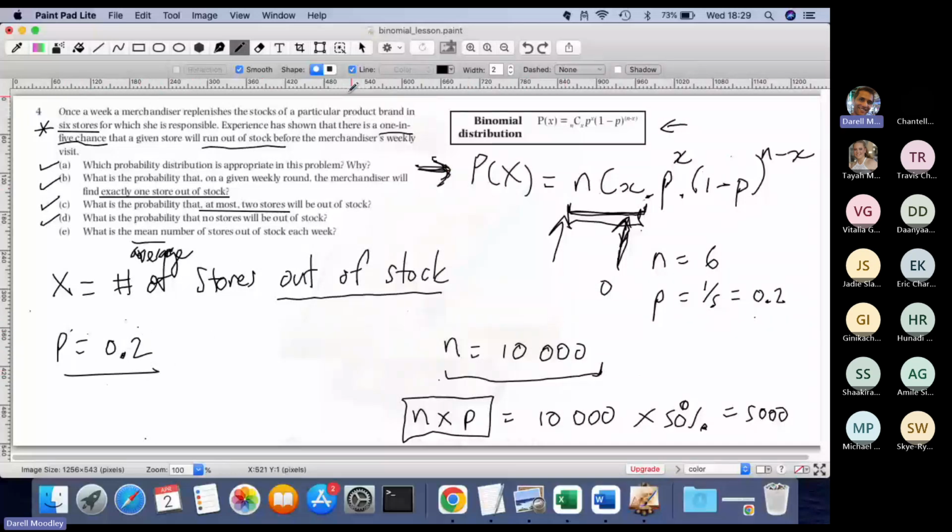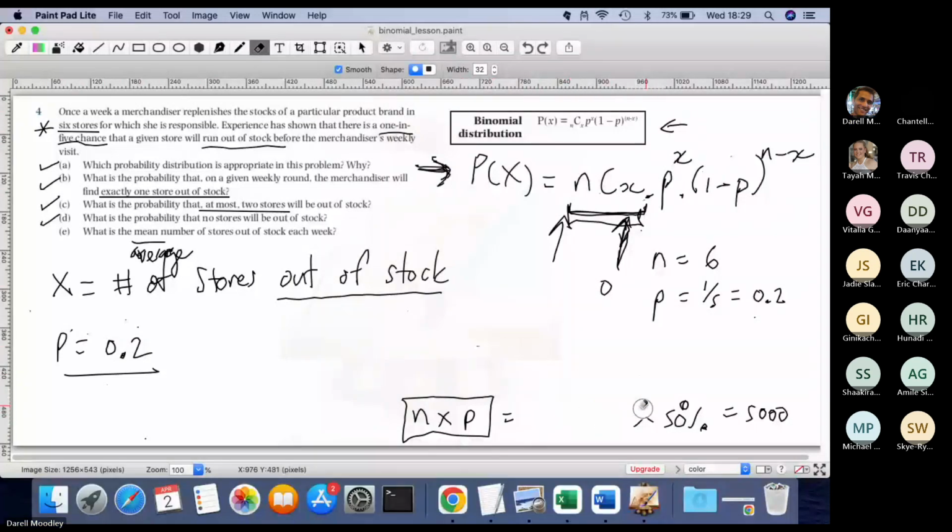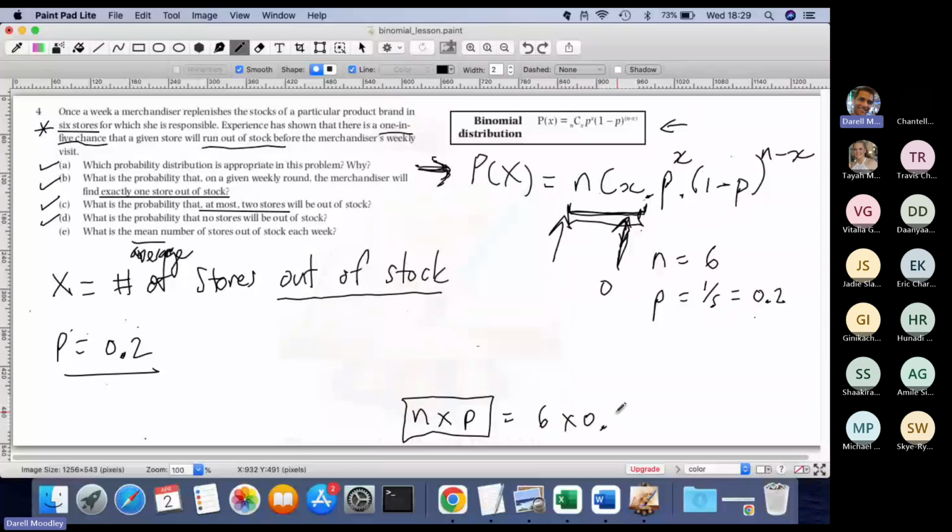And our N is not 10,000. Your N is 6. You only have 6 stores. So on average, the number of stores you would expect to not have stock would be N times P, exactly like what you just did. So it's 6, that's what our N is, times 0.2, and if you work that out, it's 1.2. That's what on average you would expect for the number of stores to be out of stock.